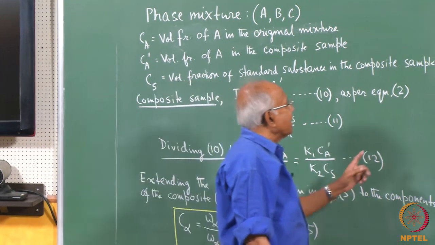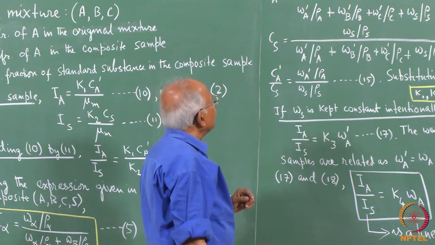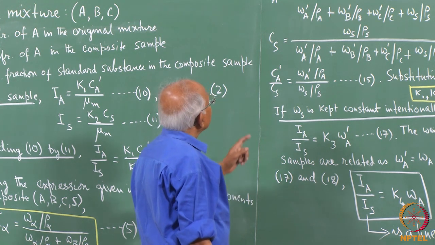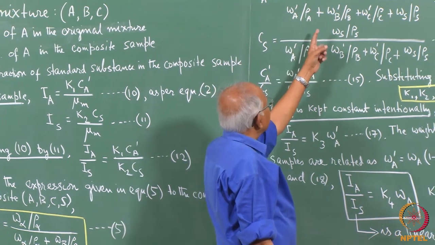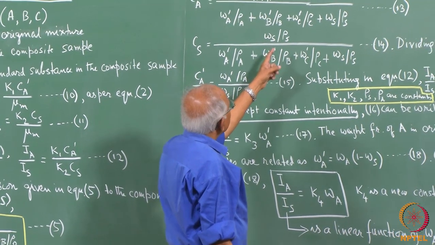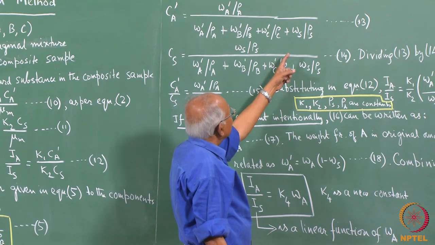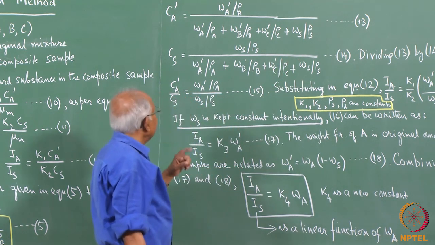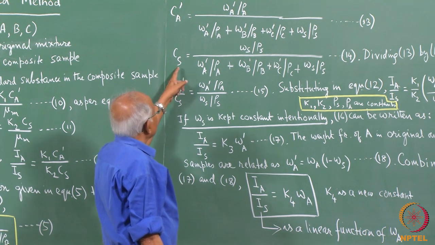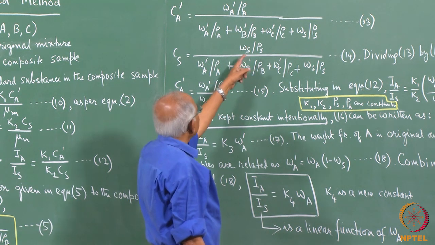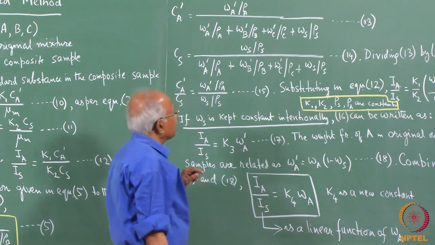we can write down C_A' will be equal to W_A'/rho_A divided by W_A'/rho_A plus W_B'/rho_B plus W_C'/rho_C plus W_S/rho_S. This is our equation 13. In a similar manner, we can find out the expression for C_S also, which is equal to W_S/rho_S divided by the whole thing over here. So, this is our equation number 14.